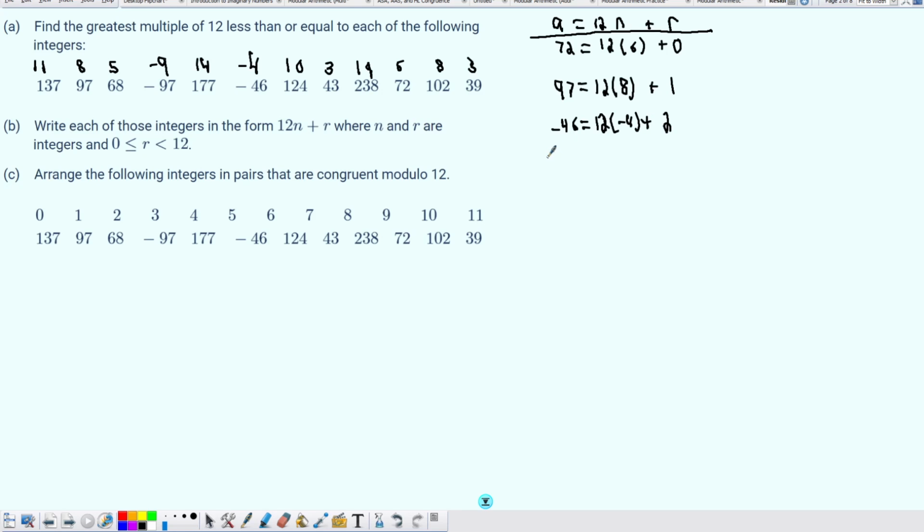And for the next ones, I'm just going to list them out without really thinking too much about the math. So we have, next one would be 39, which is 12 times 3 plus 3.